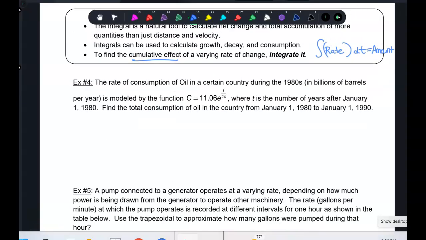So here's our example. A rate of consumption of oil in a certain country is modeled by this function. So this is a rate. T is the number of years after January 1, 1980. What's the total consumption from January 1st, 1980 to January 1st, 1990? So we can just say the integral from 0 to 10 of that. That's it.